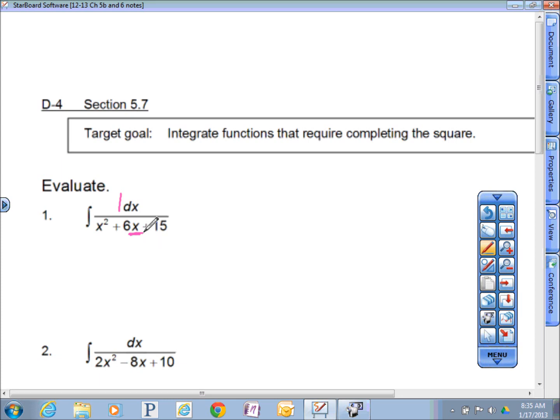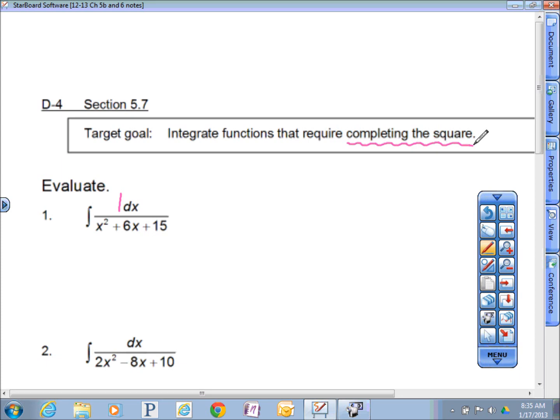Well, what we see here is we've got a quadratic form of an equation in the denominator. And what's going to happen with these types of problems is if the arcsine or arcsecant or arctangent looks like it might be close, we might have to complete the square in order to get it into the form that works. And so that's exactly what's going to happen with this first one.